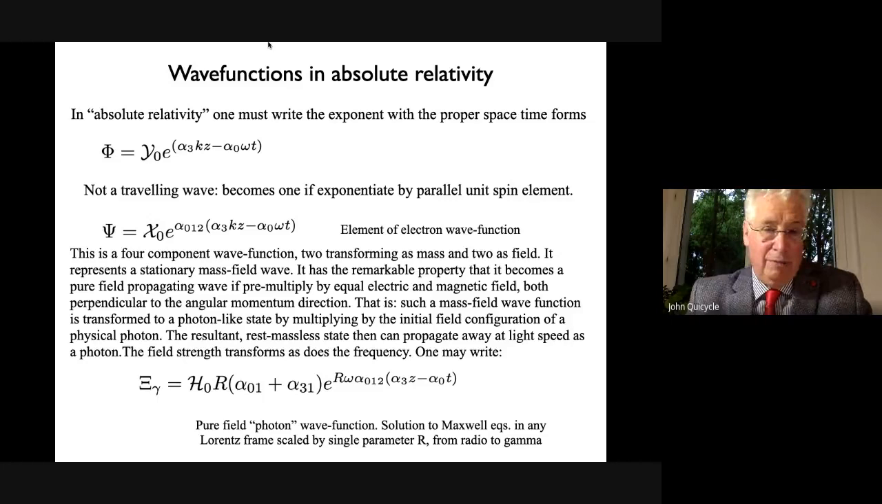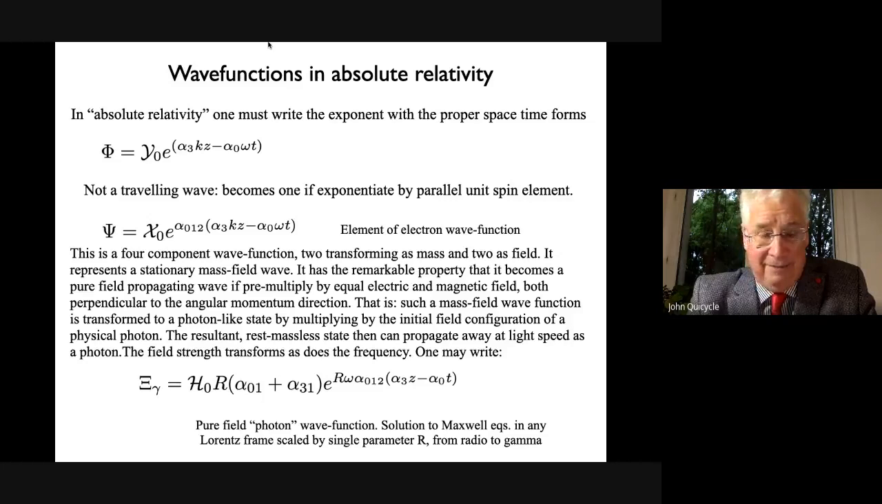There's another thing I've done here. I've taken out the k and I've made the k equal to omega. And why I've done that, because it turns out that when I do that sum, when I multiply those two things, the mass terms cancel identically and I'm just left with field terms. I get a rest massless wave function which oscillates. It's beginning to look a bit like light.